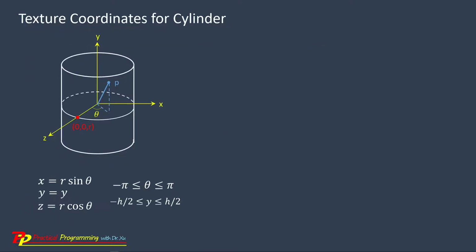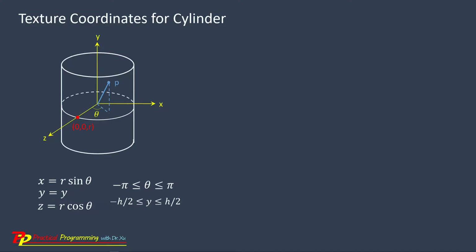Let's consider the texture coordinates for our cylinder. We start with the center point of the image and then spread to both sides in the U and V directions, which will cover the cylinder surface. In this cylindrical coordinate system, this center point in the texture coordinate system corresponds to this point on the cylinder. That is 0, 0, R. You can see it on the z-axis.